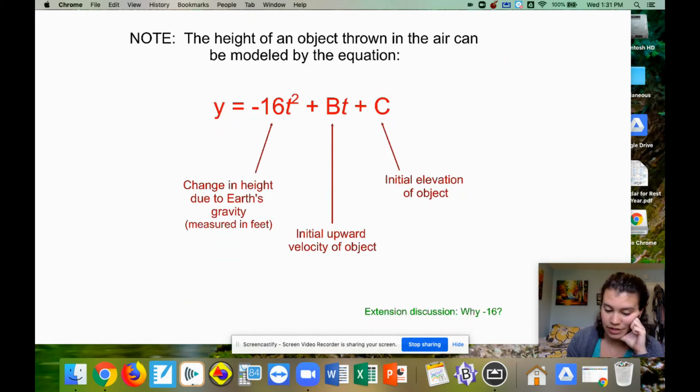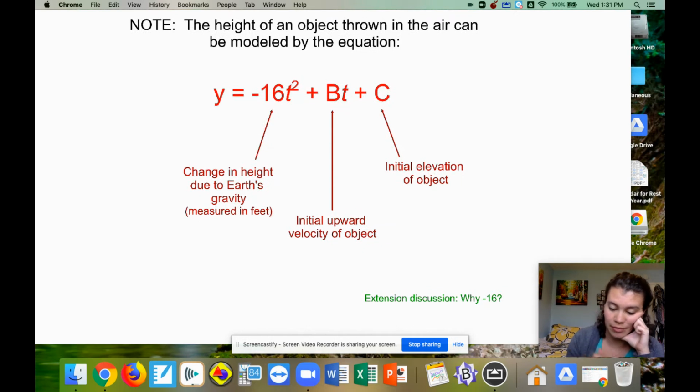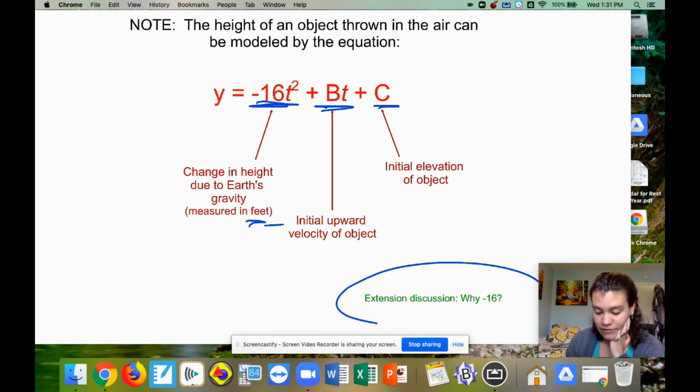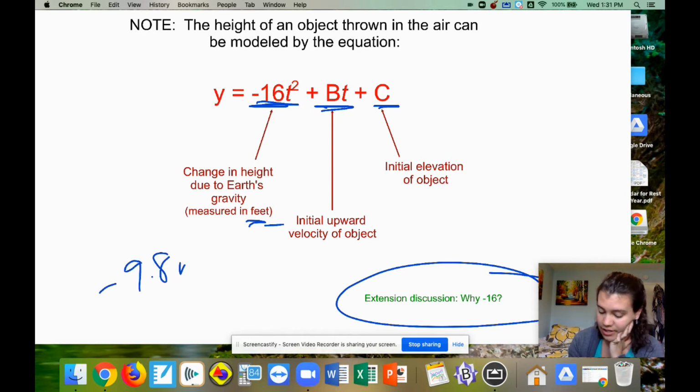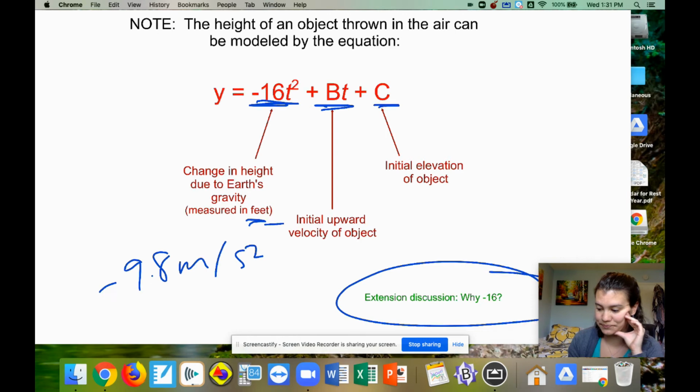So here, the height of an object thrown into the air can be modeled with this equation. This is your gravity measured in feet. This is your initial velocity, and this is your initial elevation. So the question, why negative 16? It's just the basis for gravity. If you switched your units, like in science, you usually probably use negative 9.8, which is your meters per second squared. If you're doing feet per second squared, it's going to be negative 16.